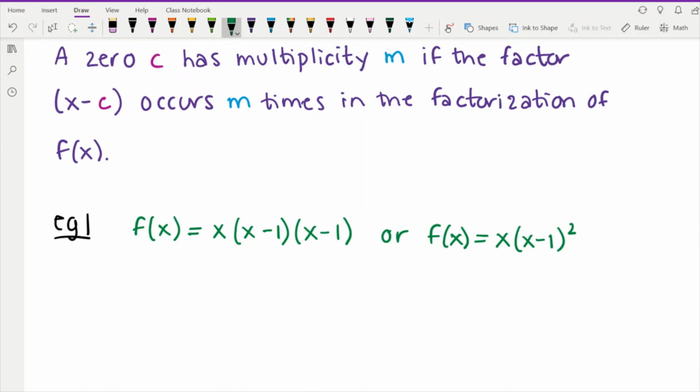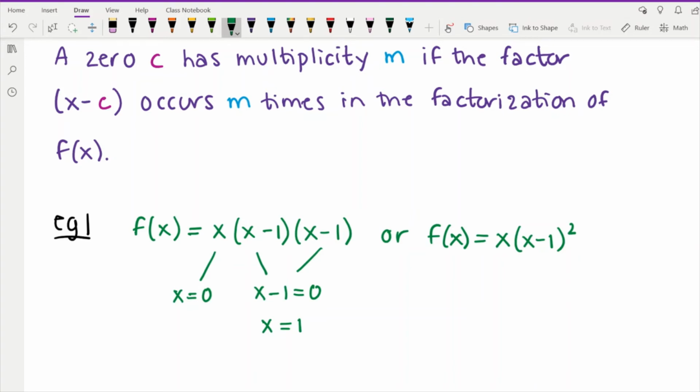So if this was a polynomial and you were trying to find its zeros, you would find that its zeros would be x is equal to 0. And then you would also find that x minus 1 is equal to 0, which would tell you that x is equal to 1. And then you would get the same result from this one, right? That would also tell you that x is equal to 1.